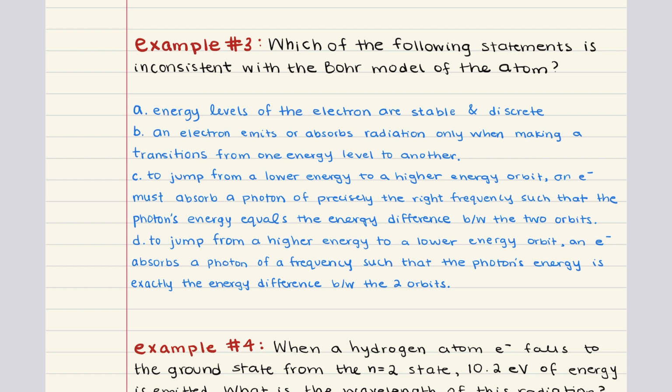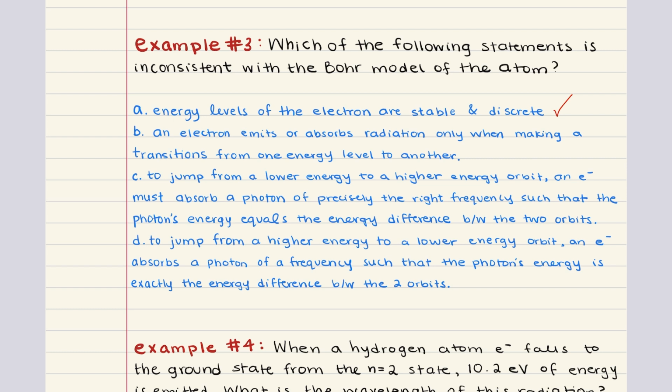A says energy levels of the electron are stable and discrete. This is consistent with the Bohr model. Energy levels are quantized, meaning electrons can only occupy certain stable orbits with specific energies. This stability is one of the core ideas of the Bohr model. So this is true. We're looking for something that's inconsistent with the Bohr model. Let's try answer choice B.